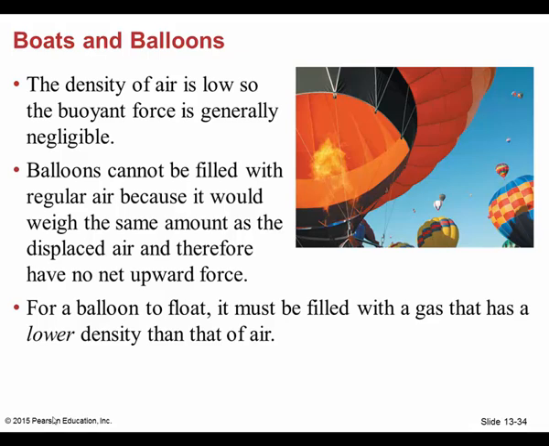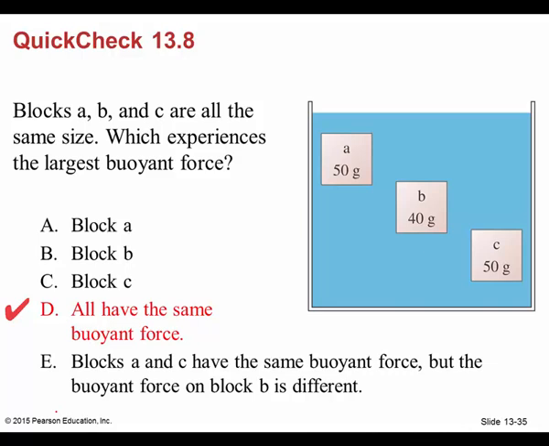Now, same thing with a balloon. The density of the gas in the balloon has to be less than the density of the air. That's why they use heated air, because heated air is much less dense. Or they use helium or hydrogen, a gas that has a lower density than air. Heated air is less dense than cold air. Why do you think hot air rises and cold air sinks? Because hot air is less dense.